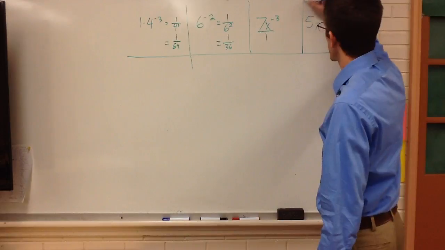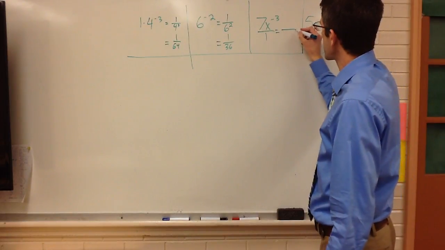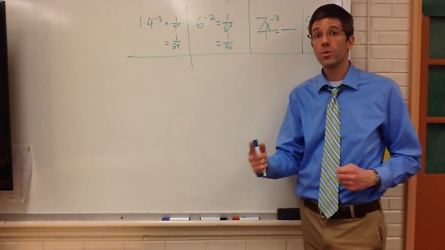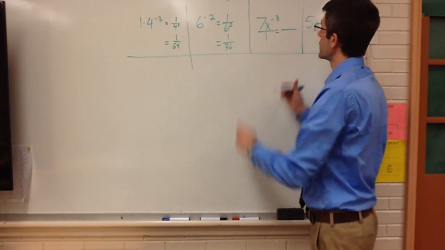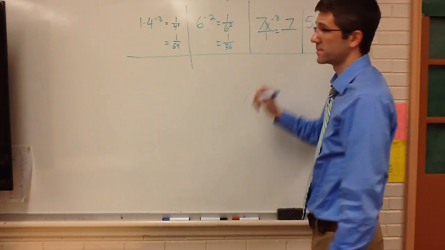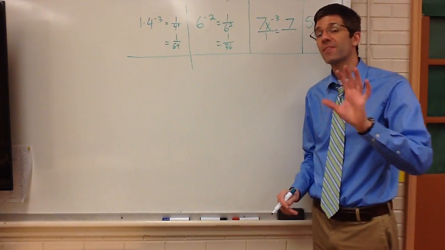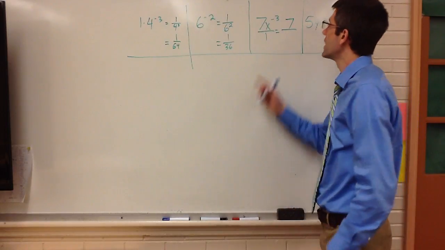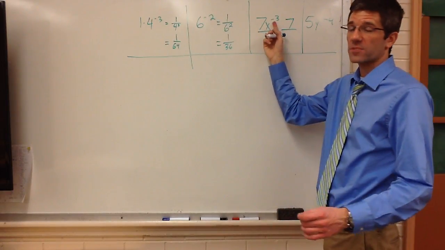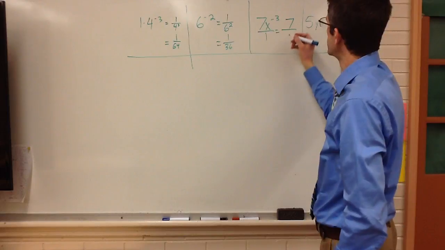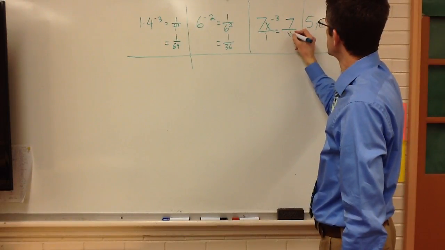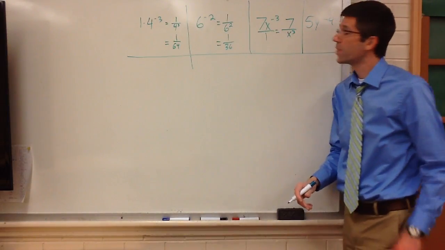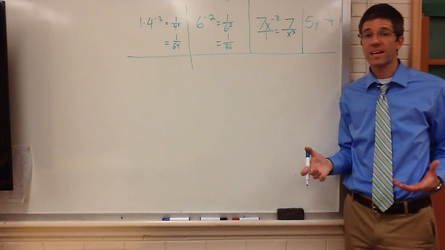So as I look at this problem, I'm thinking, who stays? Who moves? 7 will stay. It doesn't have a negative exponent. It does not move. The x has a negative exponent. It moves. There we go. The next problem, you can probably already guess what the answer is.